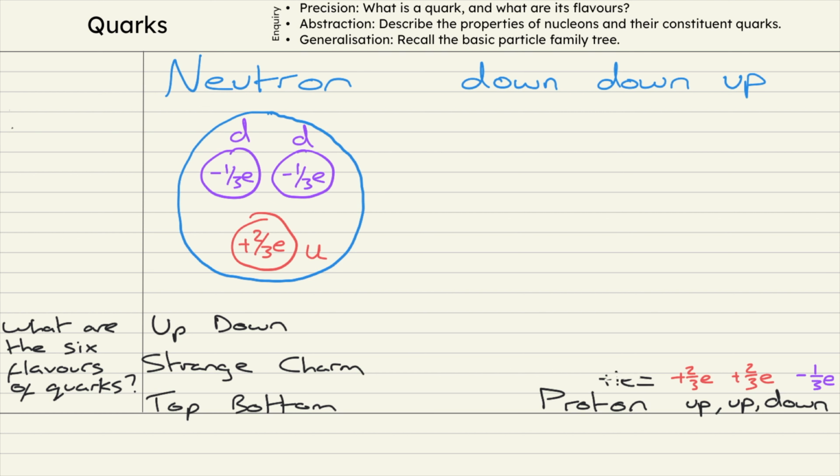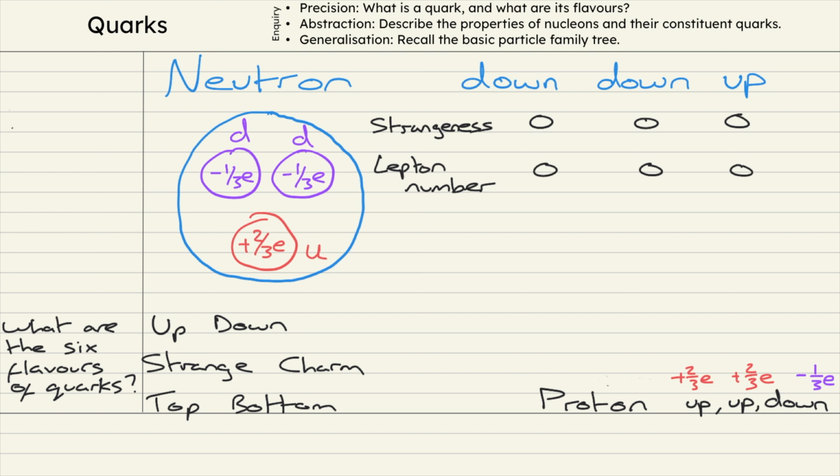Up quarks and down quarks are very normal, as I said, and they're all around us. And in fact, we're made of them, remember? And so they have a strangeness of 0. They also have a lepton number of 0 because they are not leptons. And they have a baryon number of 1/3 because we need 3 of them to make a baryon.